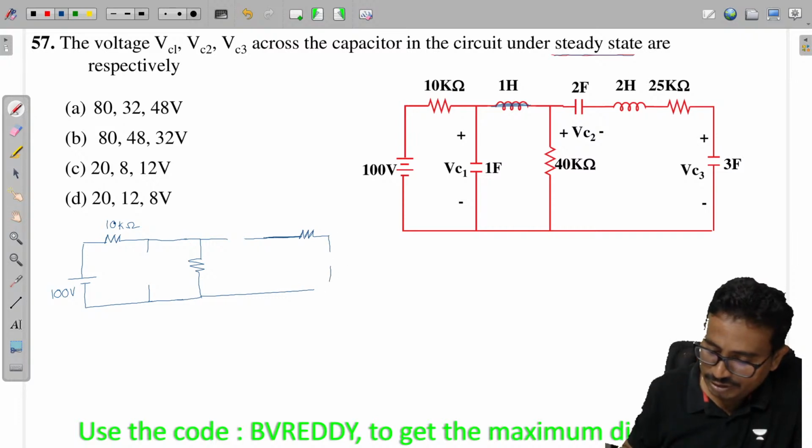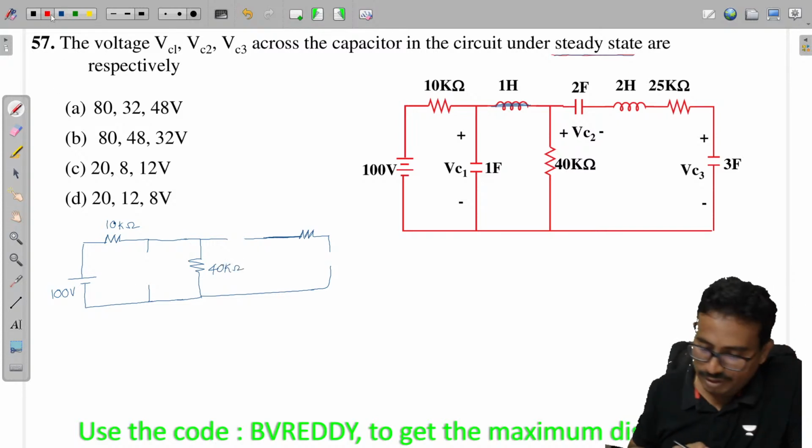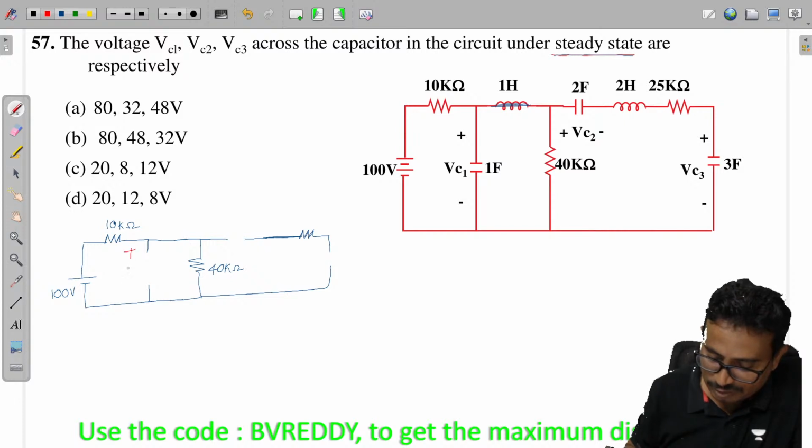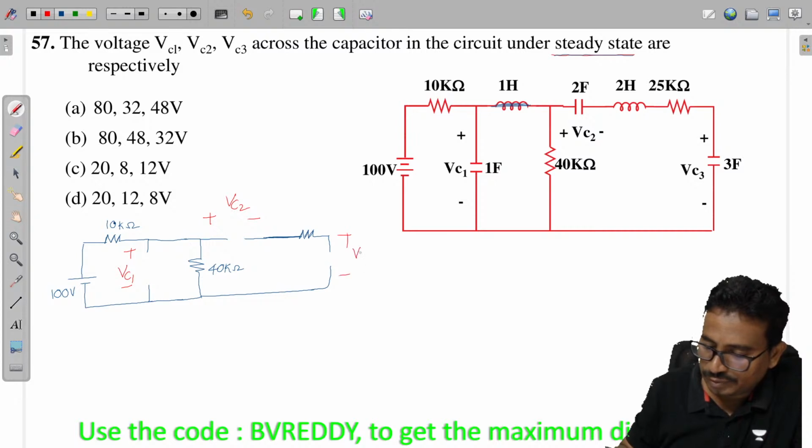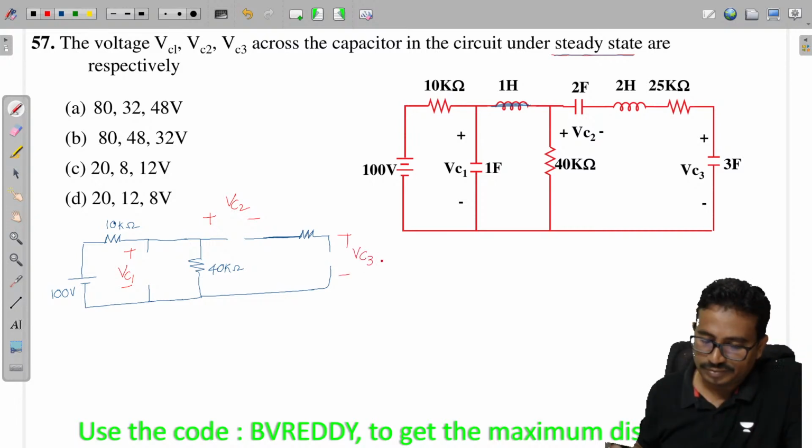And here this capacitor is open circuited like this. And here this is 40K. Now you can tell me, this voltage which is equal to VC1, this voltage which is given as VC2, and this voltage which is equal to VC3.